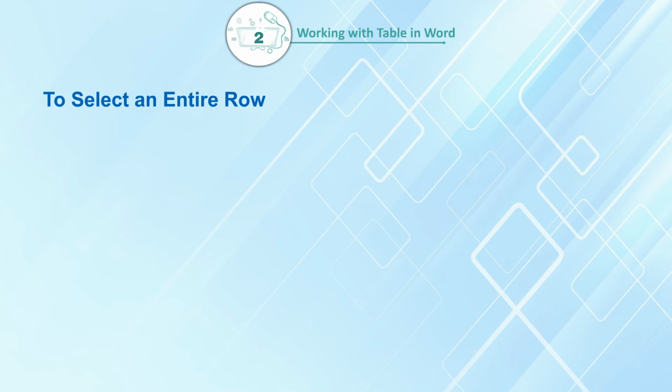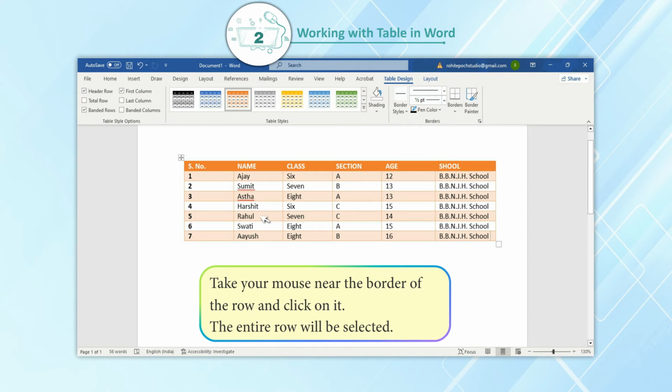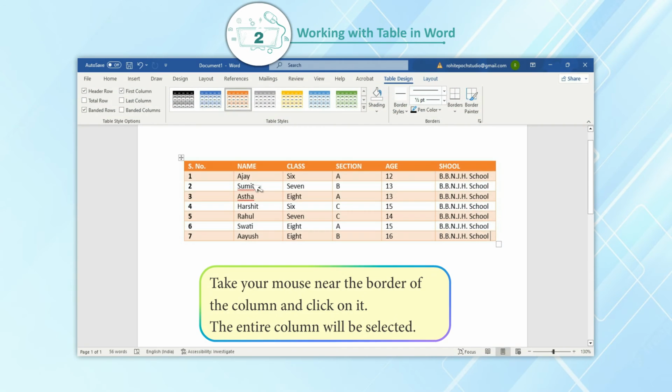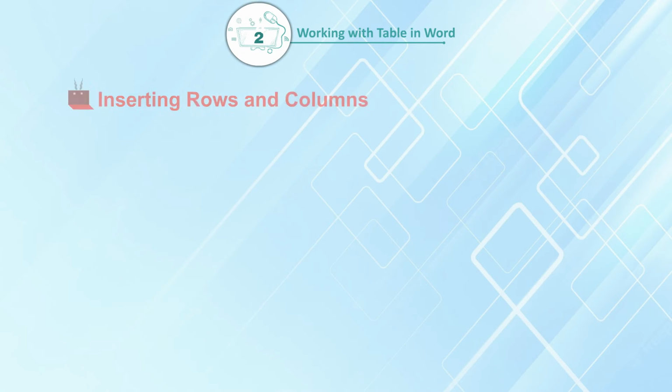To select an entire row, take your mouse near the border of the row and click on it. The entire row will be selected. To select an entire column, take your mouse near the border of the column and click on it. The entire column will be selected.